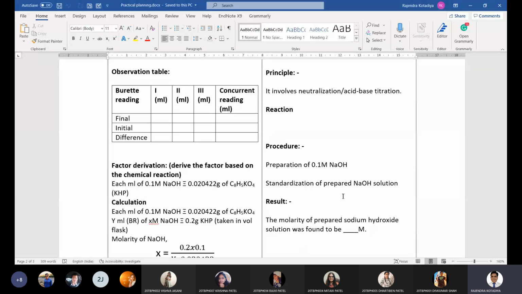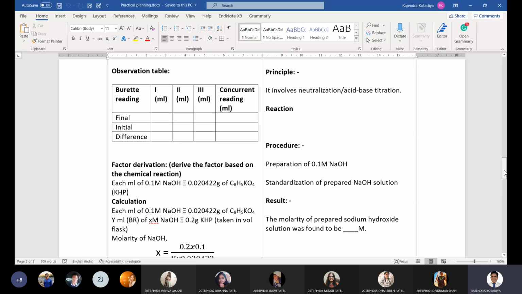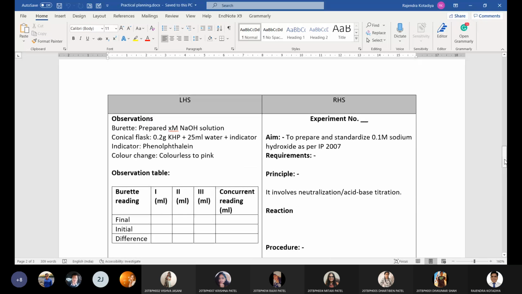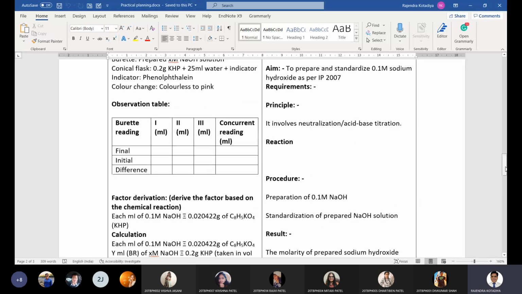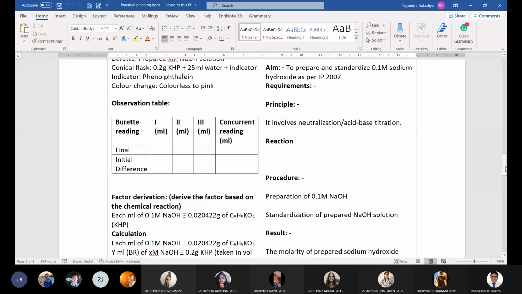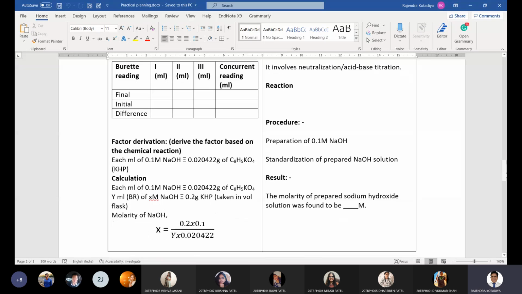And in the last part, what is our result? That will be decided based on our aim, which is to find the molarity of NaOH, that is, to standardize it, to find out the strength. So in the result it will come like this: the molarity of prepared sodium hydroxide solution was found to be dash molar. This portion will come on your right hand side.